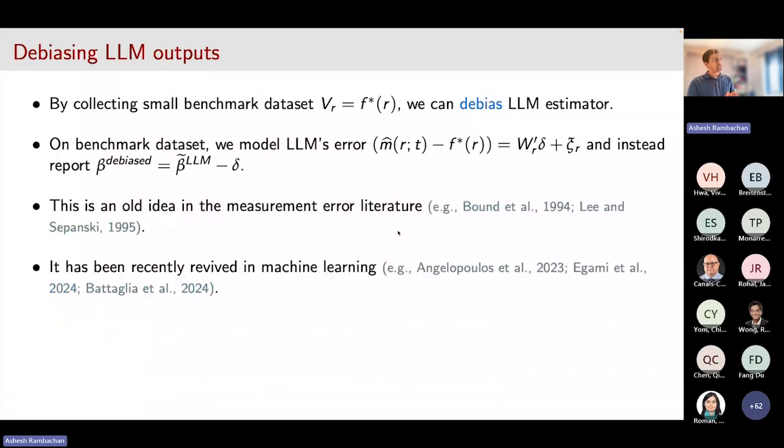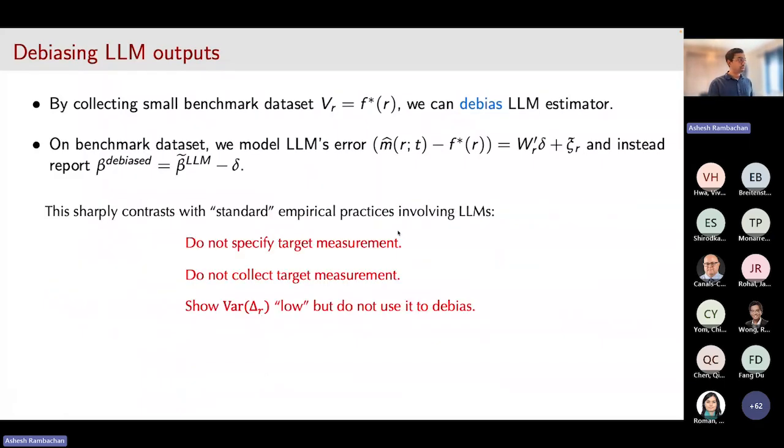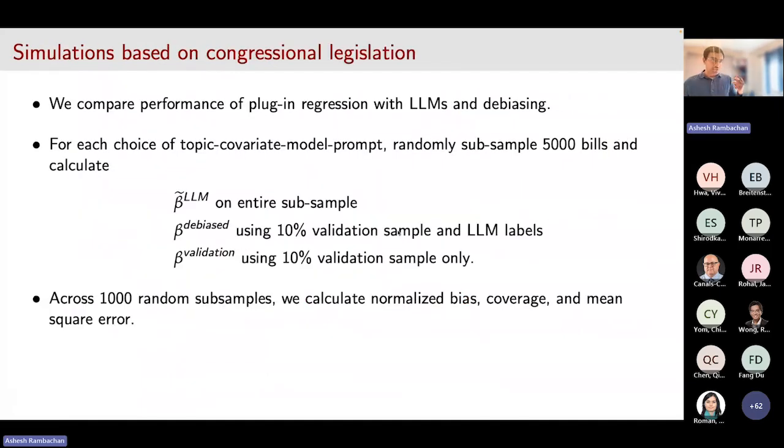And as I briefly alluded to, this is a very old idea. It goes back to results from Alan Krueger and John Bound in the early 1990s. And it's been recently revived in the ML and statistics literature over the last 2 years. So let me illustrate this debiasing procedure in practice in the context of this congressional bills example.